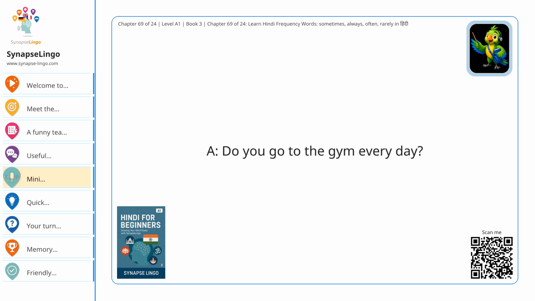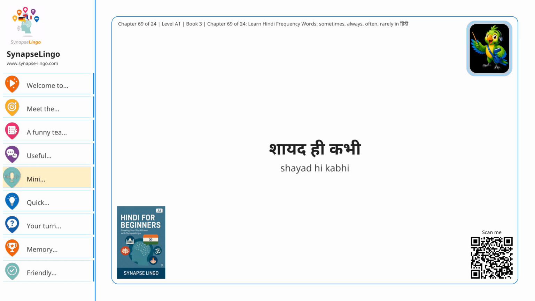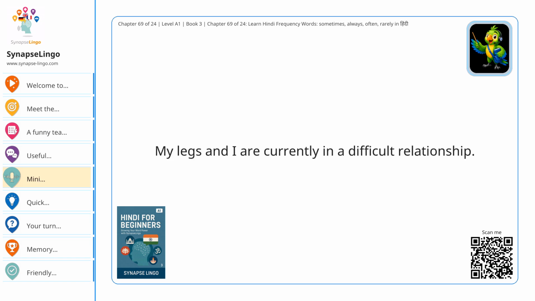A. Do you go to the gym every day? B. हमेशा. No, I am not a fitness robot. I go अक्सर. A. So, not every day? B. Right. And on rainy days? कभी कभी. I stay home. A. And leg day? B. शायद ही कभी. My legs and I are currently in a difficult relationship.